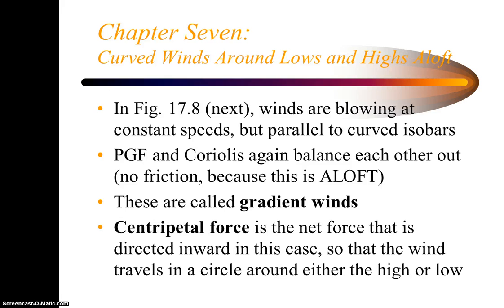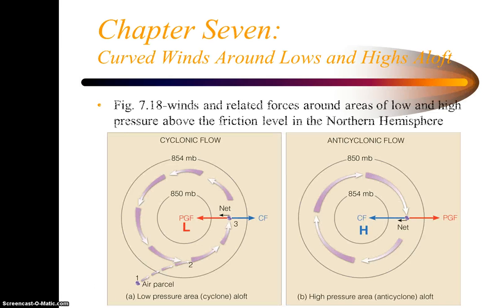Centripetal force is the net force that is directed inward in this case so that the wind travels in a circle around either the high or the low. And this is the figure that explains this. Winds and related forces around areas of low pressure and high pressure above the friction level, meaning above the surface, aloft, way above your head. This is just for the northern hemisphere, though, not the southern hemisphere. Because in the southern hemisphere, winds blow around a low clockwise and around a high counterclockwise. It's the opposite.